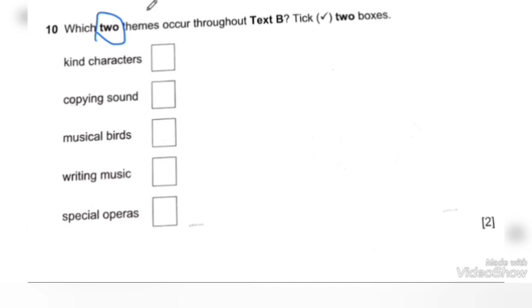Let's check. So, number one, kind characters. I don't think so. We were talking about a bird and the music of Mozart and this stuff. No. Copy sound? No one is copying anything. No. Musical bird? Could be. Starling, the bird who can imitate different tunes and this stuff. Fine. Writing music? For sure, because Mozart is a writer or a music writer. Yes, musician, really famous musician. He was and is and will be. Yeah. Special operas? No. I did take the two, so no need for this. So musical bird, writing music. Next.